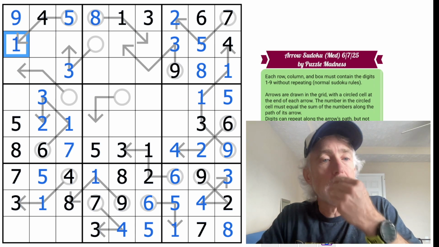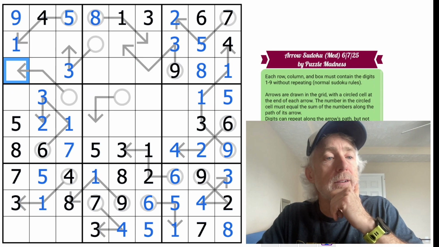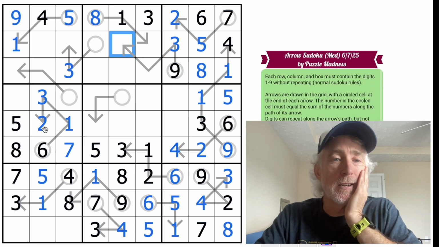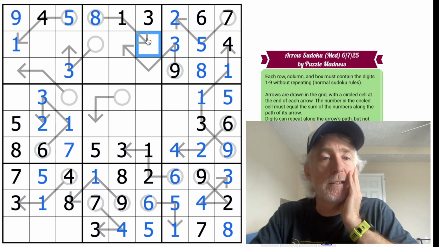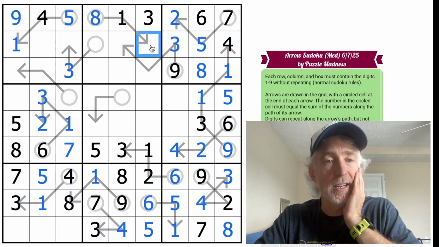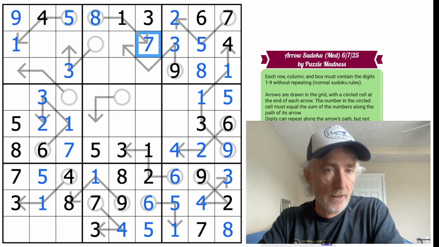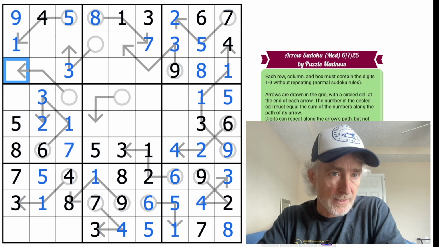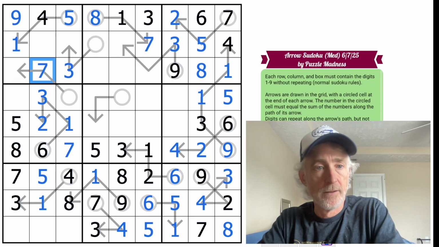All right, where do we go now? We need a 2, 4, and 6. We need these two digits here. Well, actually, here's a given digit. 1 plus this cell equals 8, so 7 goes here. And we can come over here now, and 7 has to go in this cell.